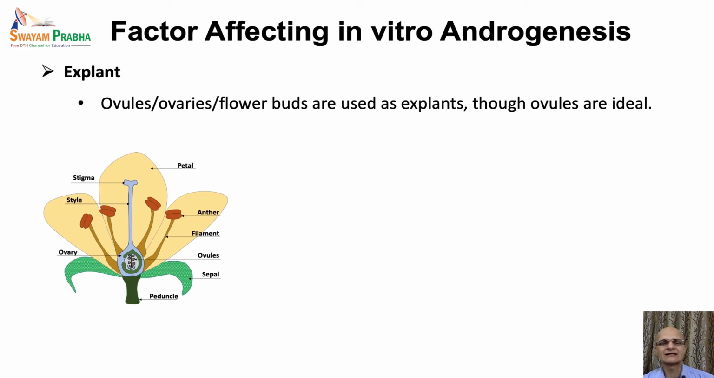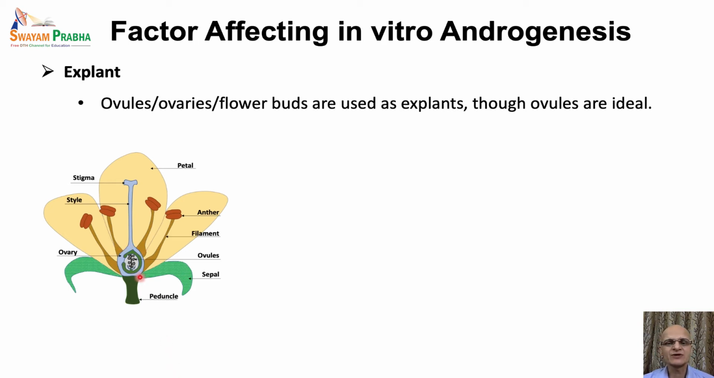Here is the typical cartoon structure of the flower, and the female gametophyte is present in the ovary. So typically, if we are using a flower bud as an explant to initiate gynogenesis, it would contain all the flower organs like sepals, petals, androecium, and the complete gynoecium, which are part of the sporophytic generation, and their ploidy level is the ploidy of the parent plant.